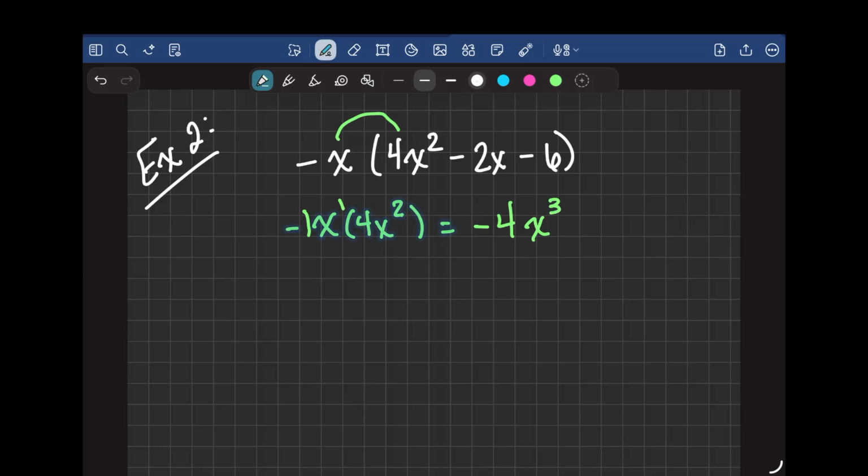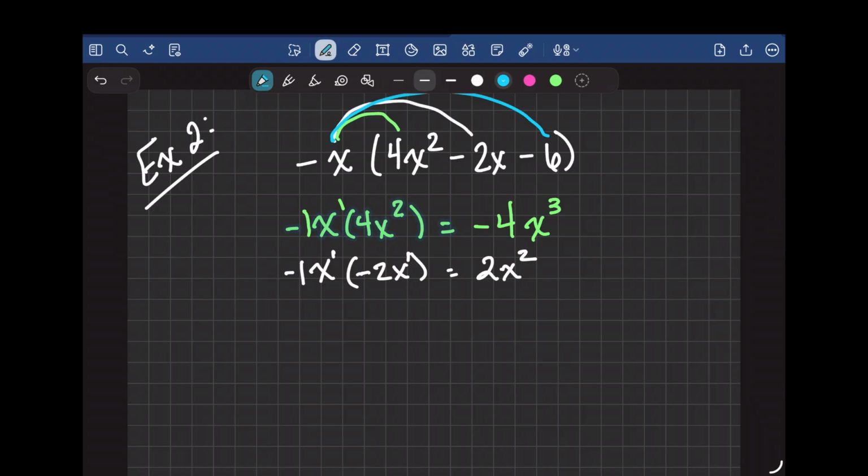Looking at my middle terms, I have negative x times negative 2x. Okay, so negative 1 times negative 2 is a positive 2. My base is x. I remember they both have invisible 1, so 1 plus 1 is 2. And then multiplying my last two, I have negative x times negative 6. Okay, so again, I do negative 1 times negative 6, which is a positive 6. And this one just has an x left over, so we are done with that.